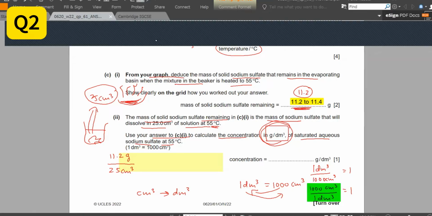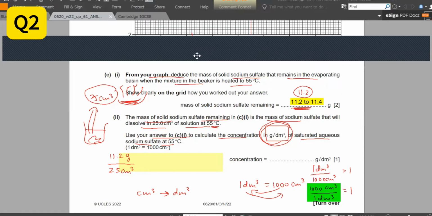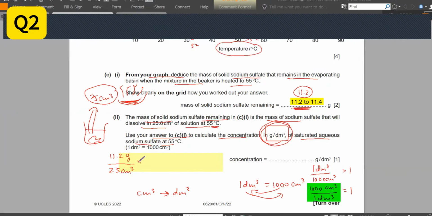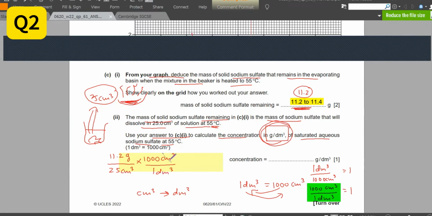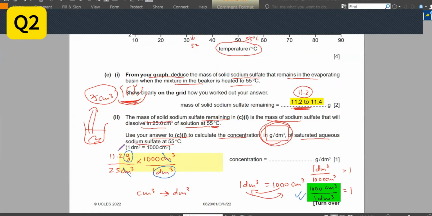Because for this one, the cm cube is on top. So we'll see shortly. 1000 cm cube per 1 dm cube. This can be quite handy because now we can cross out the cm cube. That's why we choose this one. So we cancel the unit that we don't want, and we are left with the unit that we want. This is very useful. Now we can straight away see what we need to do.